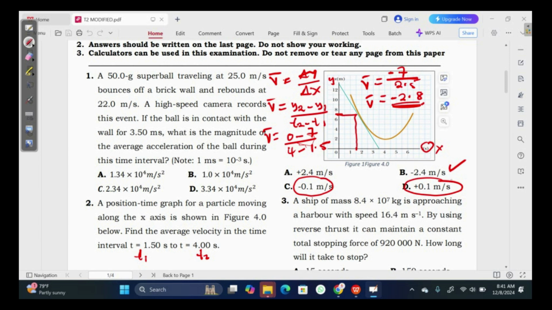Yes. Any question there? Exactly. So we move to question 3.